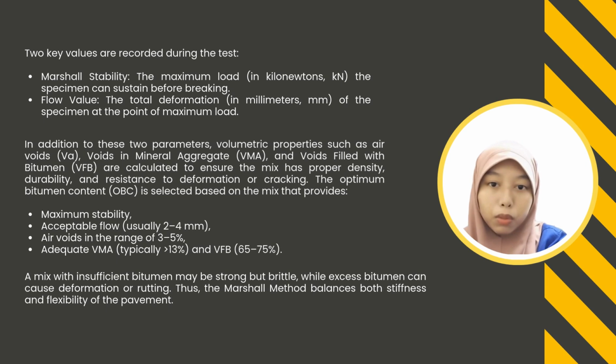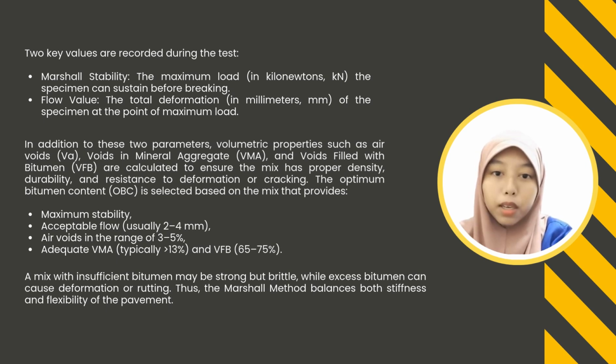The optimum bitumen content is selected based on the mix that provides maximum stability, acceptable flow, usually 2 to 4 mm, air voids in the range of 3 to 5%, adequate VMA, typically greater than 30%, and VFB 65 to 75%. A mix with insufficient bitumen may be strong but brittle, while excess bitumen can cause deformation or rutting. Thus, the Marshall method balances both stiffness and flexibility of the pavement.